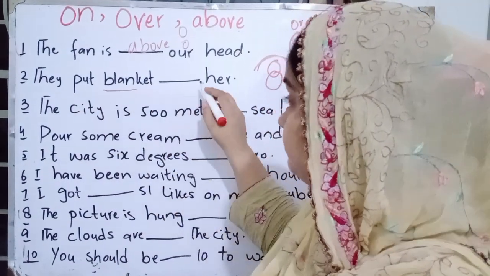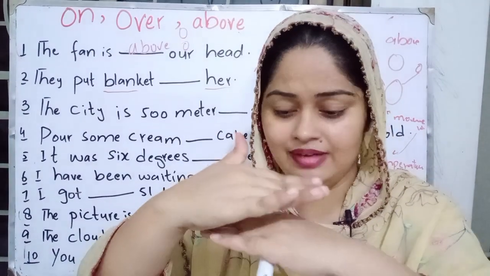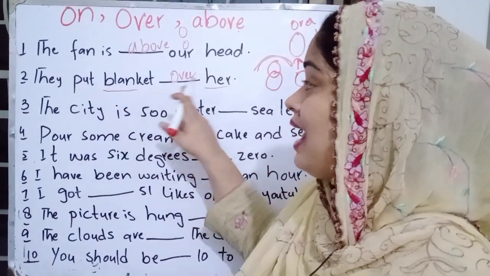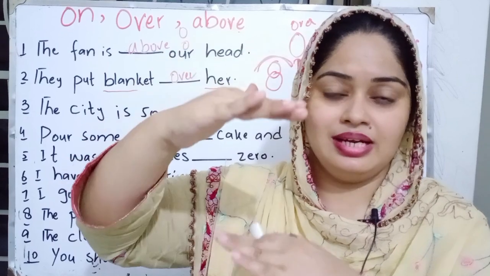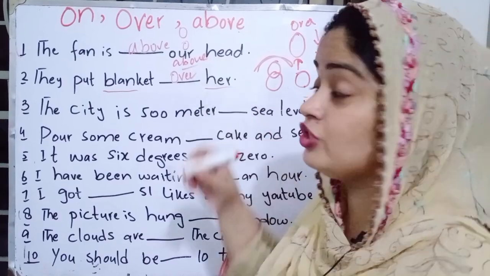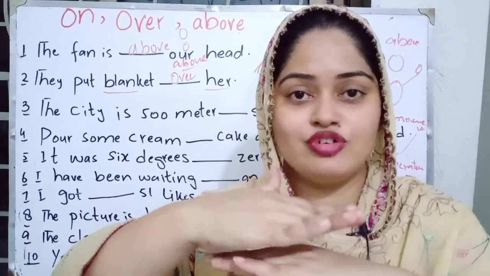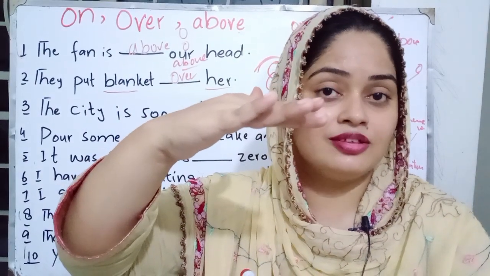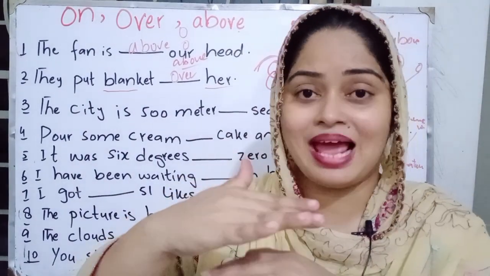They put the blanket. Now what should we use? If the blanket is covering her, we should use over. They put the blanket over her. But if the blanket is not touching, it is at some height, we should use the word above. The position shows it. If the blanket is touching her, we should use over. If it is not touching, it is at some height, so we should use above. They put the blanket above her. In most cases, the blanket touches.